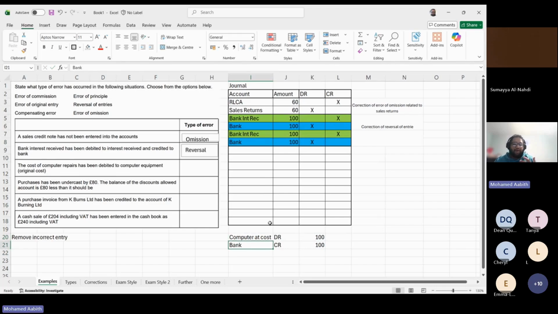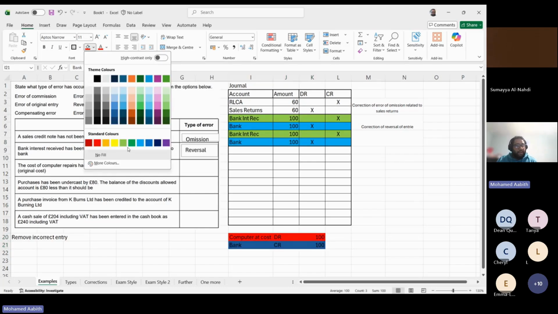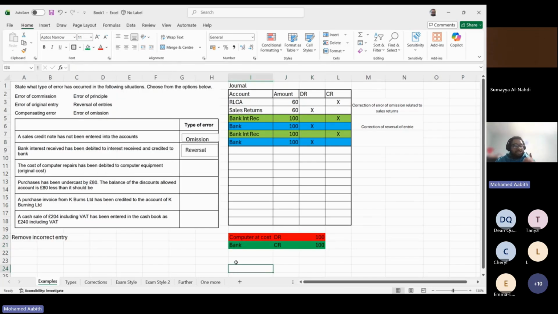So this is incorrect. I need to go back to the original way of it. But there is a problem. Last time, I had to do 2 entries because I had to correct both entries, as they were both wrong. In this scenario, only this one is incorrect. This one is fine. There is no problem with it. If there is no problem with it, there is no reason you have to amend it. What we'll do is remove this incorrect entry.